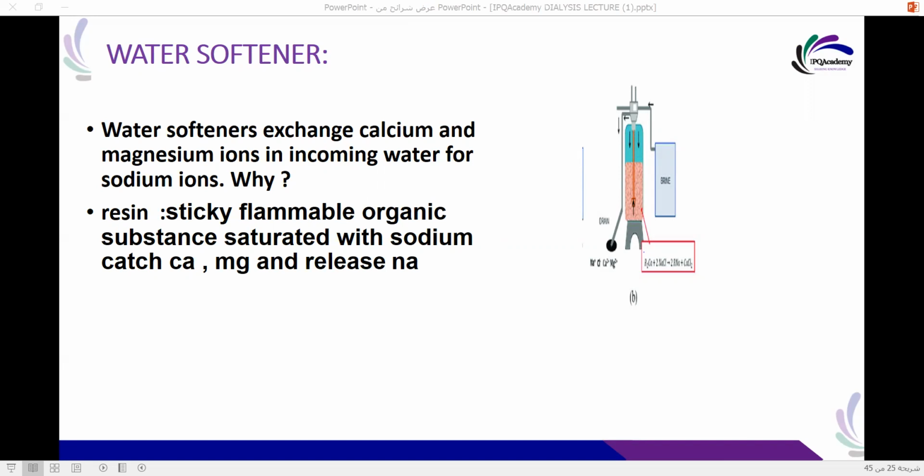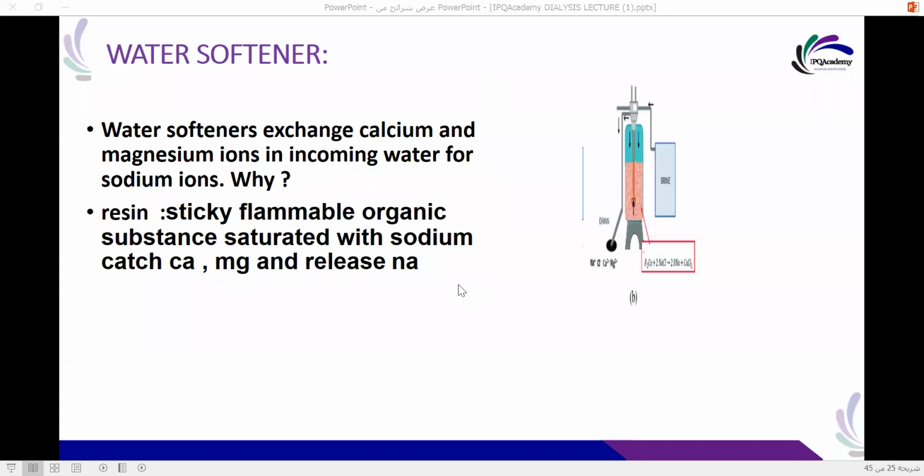So we came back. We were talking about the water softener. The water softener contains something called resin. This resin is like a sponge saturated with sodium and placed inside the softener. What is its function? This resin absorbs the calcium and magnesium from the water.